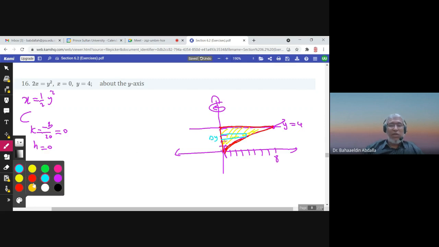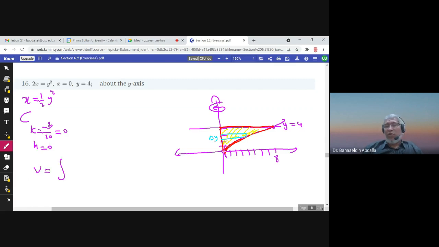Again, it's a solid, and the volume would be given by the integral from where to where? From 0 to 4, pi times radius squared. What is the radius? It is the distance from here to here. This point has coordinates x, y, so it is the x coordinate of this point. If we solve the equation of the parabola for x, it would be half y squared. So it's half y squared, that's the radius, raised to the power 2, dy.